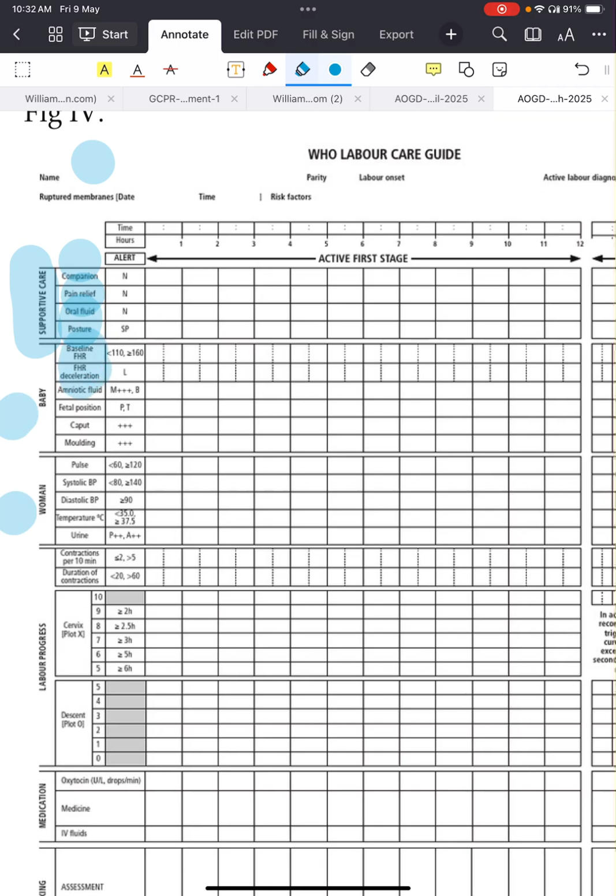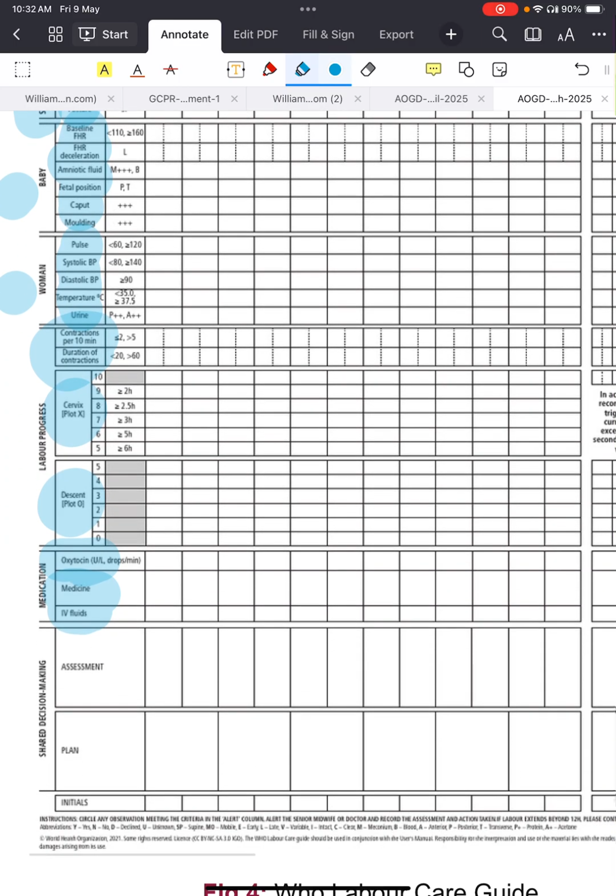Baby, you have heart rate, amniotic fluid, fetal position, and caput. Mother, you have pulse rate, BP, temperature, urine. Then you have contractions, labor process, cervical dilatation, and descent. Then medications, oxytocin, or any IV fluids. Then you'll assess and plan. These are the things.